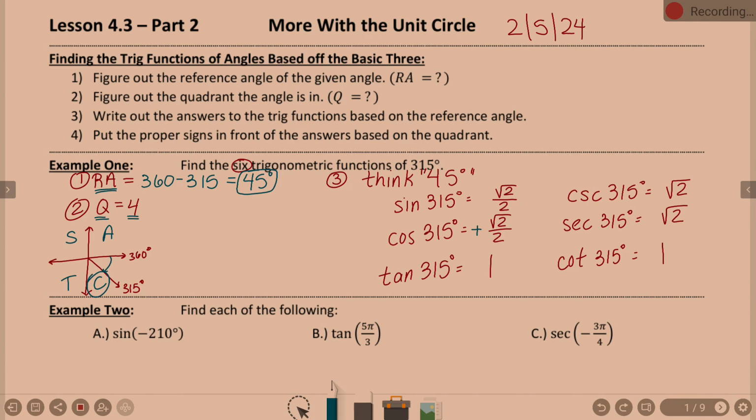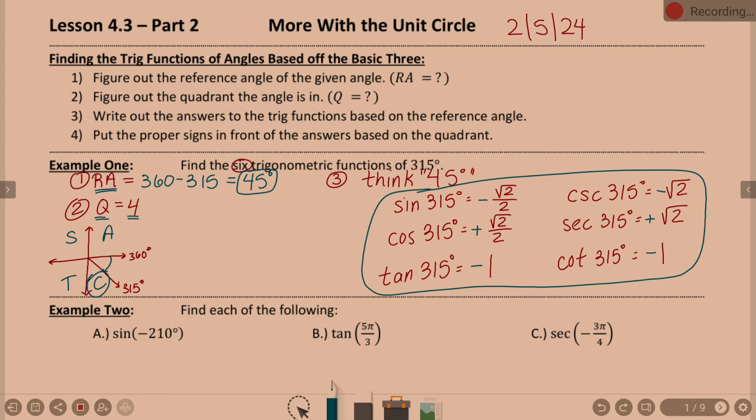If cosine is positive, then we know secant, its reciprocal, is positive. Everybody else is negative. So negative sine, negative cosecant, negative tangent, negative cotangent. Now, did I have to officially write those positive signs in? I did not. I just chose to make a point there. Those are your 6 answers to this problem. Okay?